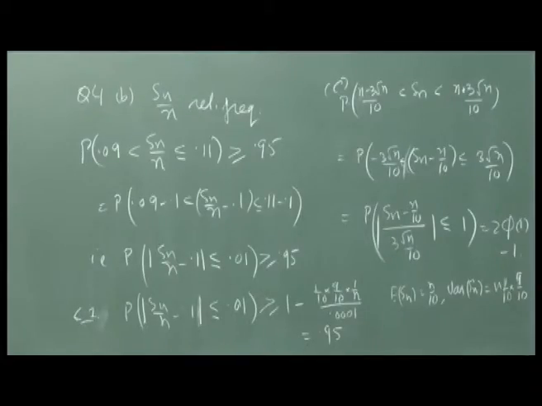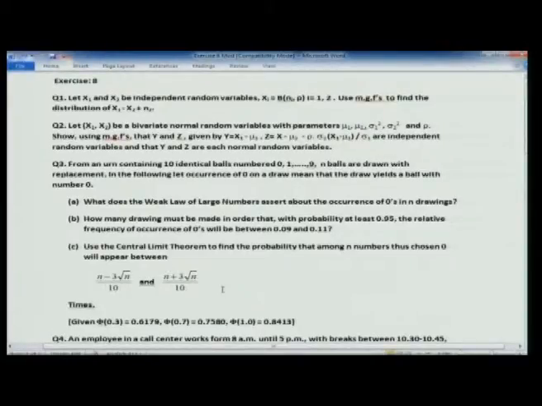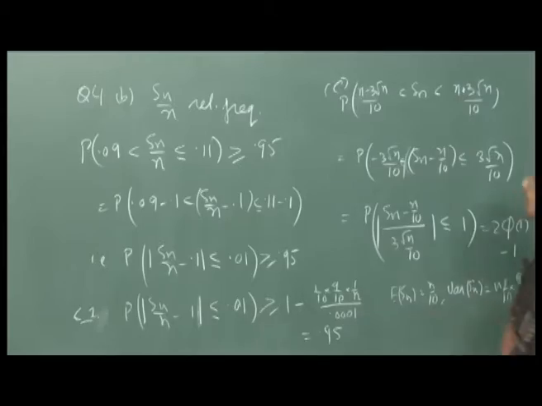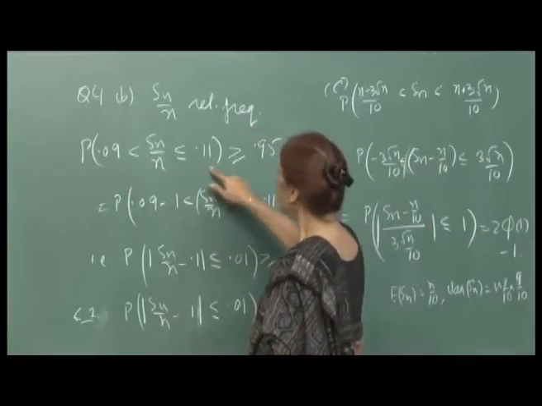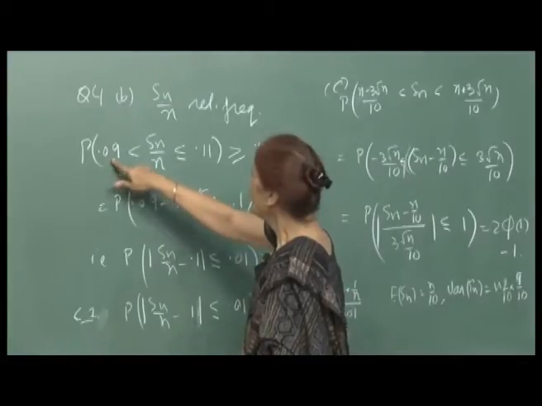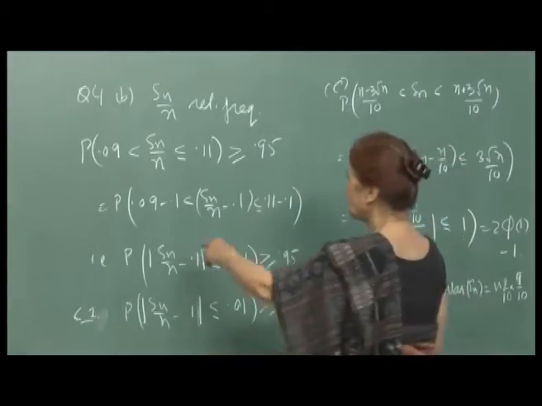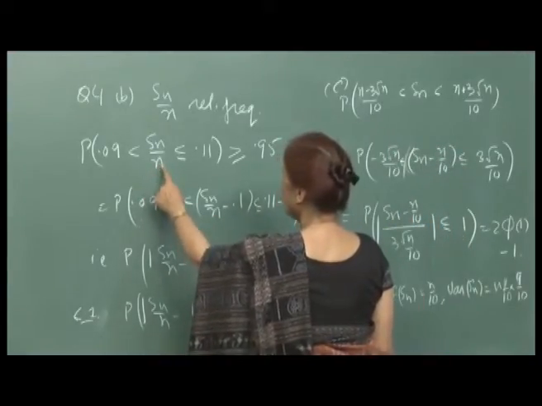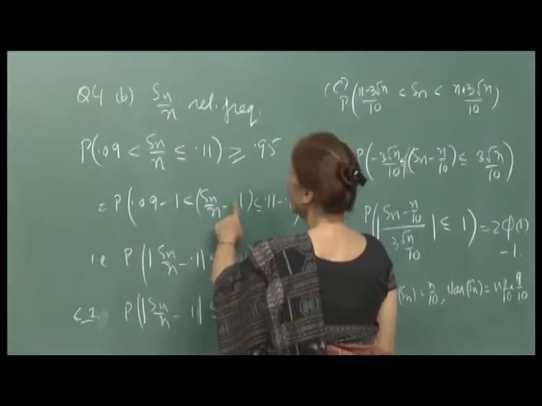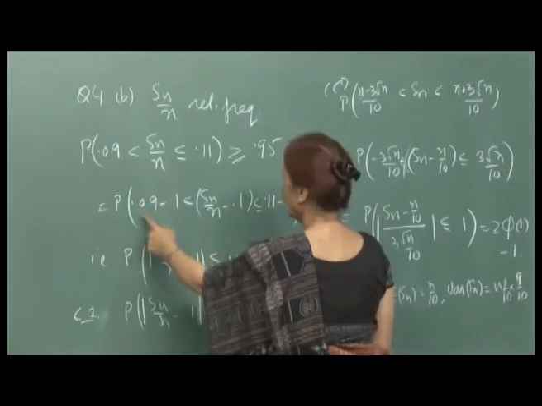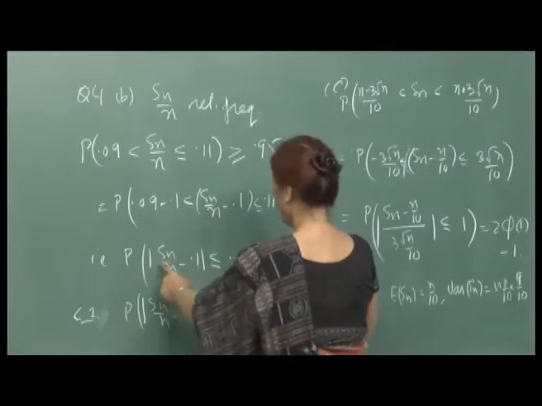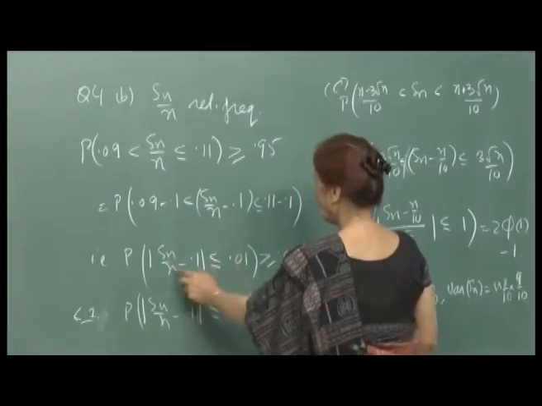Now, B part is how many drawings must be made in order that with probability at least 0.95 the relative frequency of occurrence of zeros will be between 0.09 and 0.11. So, Sn by n is the relative frequency, and you want this probability that the relative frequency is between 0.09 and 0.11 to be at least 0.95, right. So, again I standardize the whole thing. This is Sn by n minus 0.1, where 0.1 is the expected value, so subtract 0.1 from either side, and the difference is 0.01. So, this is what you have.